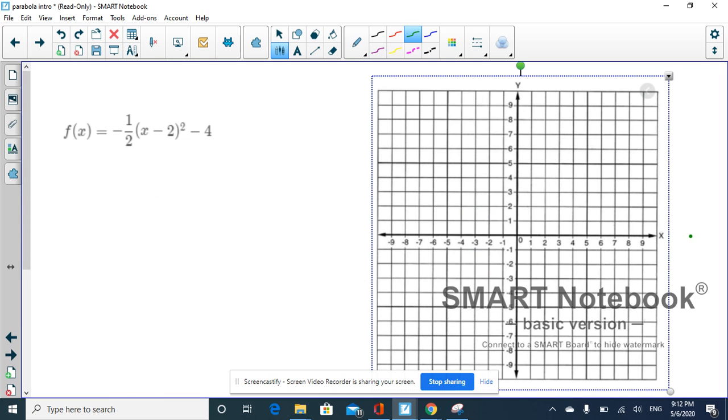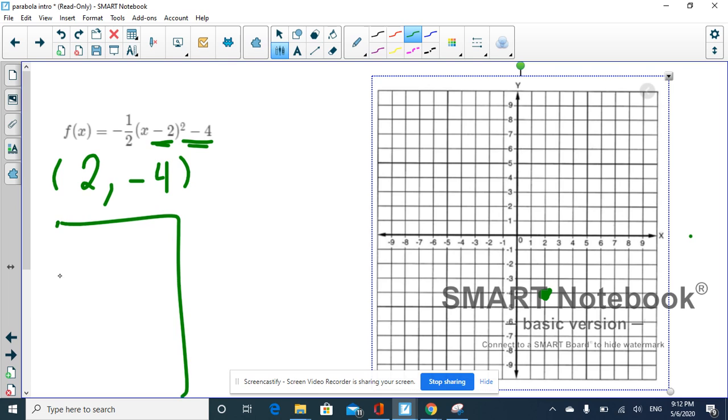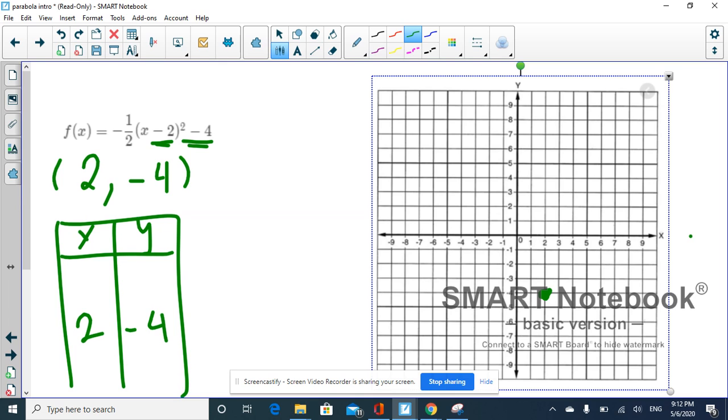This one, what is the vertex? Take the opposite of this: negative 2 will be positive 2. Take this number as it is, negative 4. Plot it: 2 goes to negative 4. This is the vertex. Make a table, x, y. Put the vertex (2, -4).